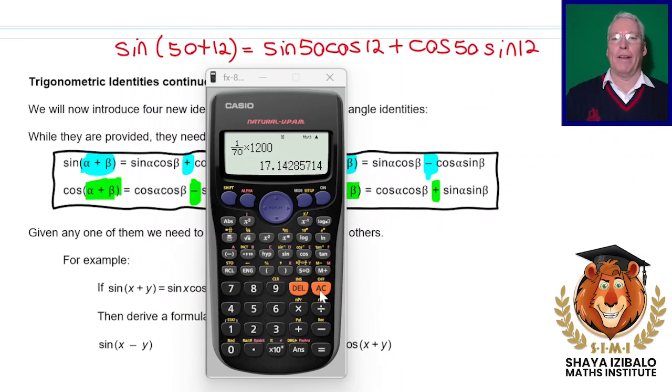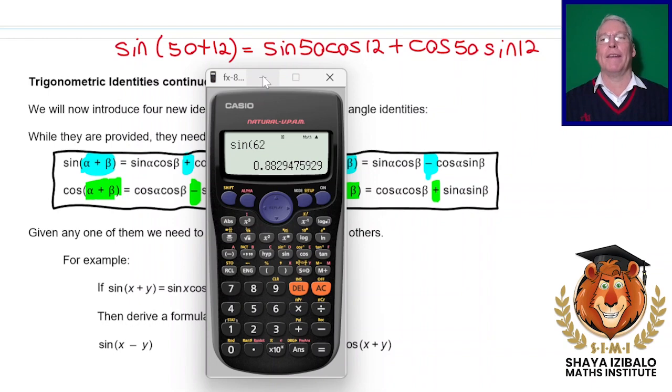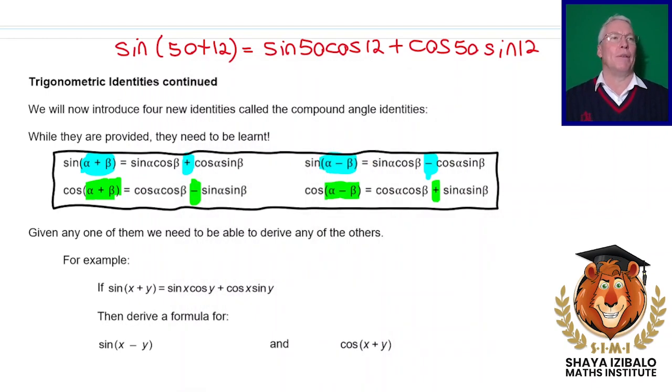Okay, so on the left-hand side, obviously we've got sine of 62. Let's just work out what sine of 62 is. Sine of 62, 0,883. Okay, I'm just going to write that down just in case we forget it.